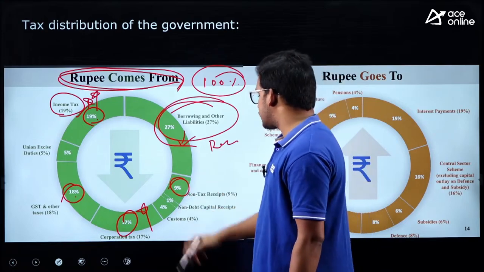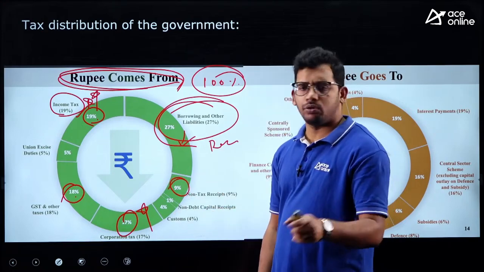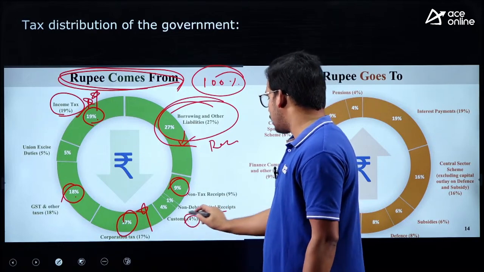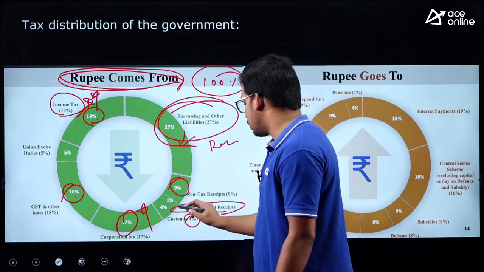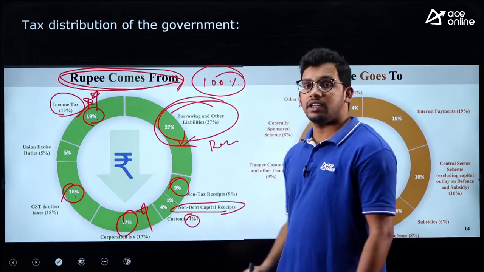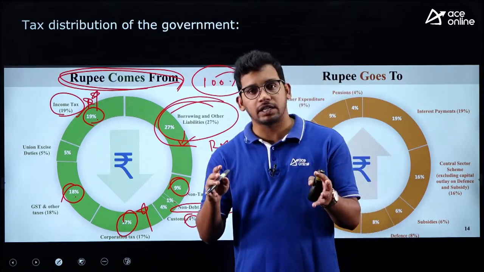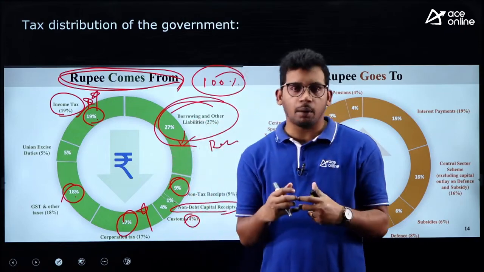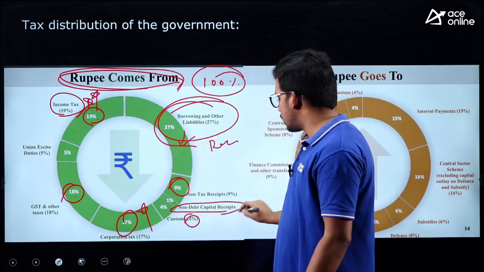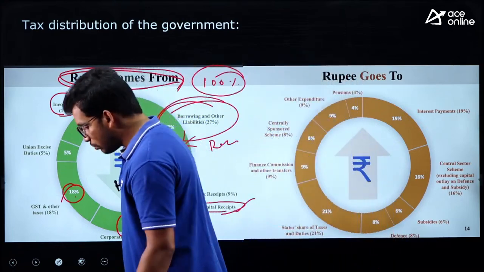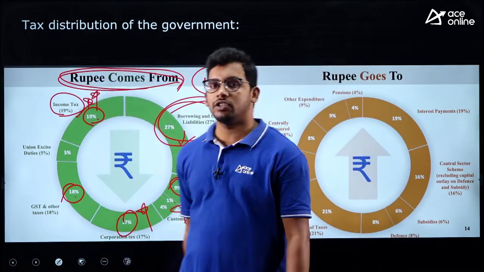Then non-tax receipts means revenue like stamp duties, all those things, right, and then customs 4%, non-debt capital receipts is 1%. Non-debt capital receipts means if government company Air India is being sold off, the money amount goes to the government only. So that is the non-debt capital receipts, right. This is the most dominant one, you need to remember the distribution.